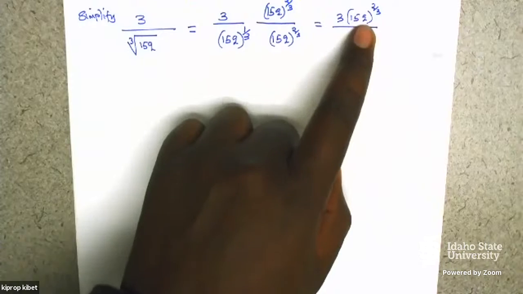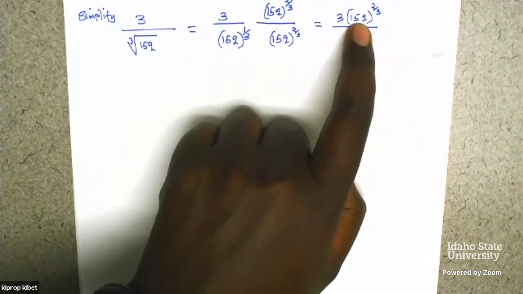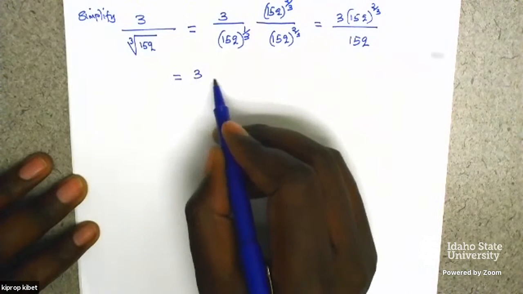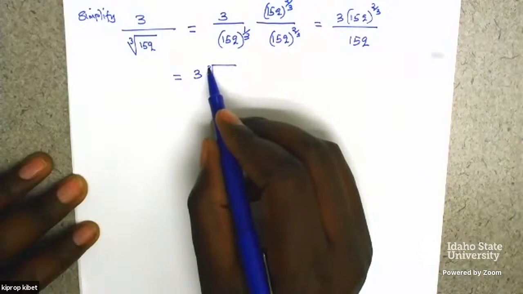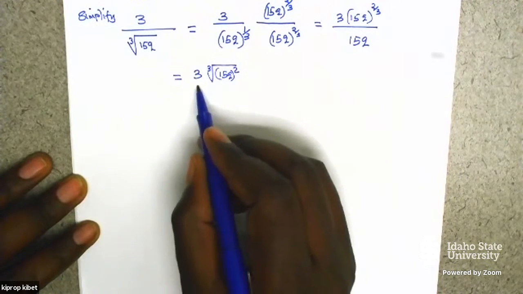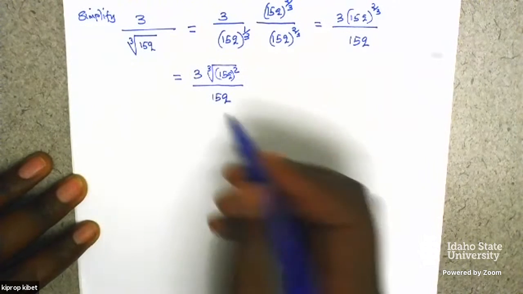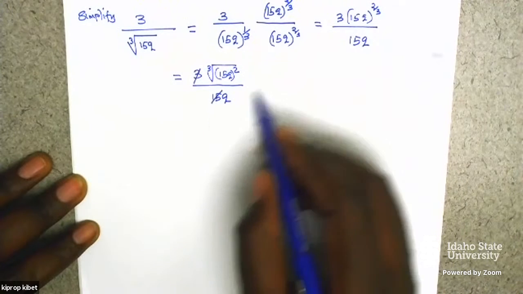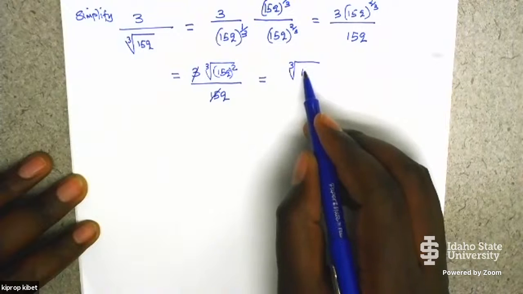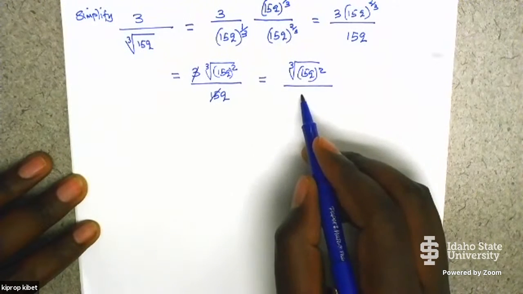So in terms of radical, how can we write the above? So this is equal to what? 3 times the cube root of 15 cubed squared all over 15 cubed. To simplify this, that and that can be equal to what? The cube root of 15 cubed squared all over.